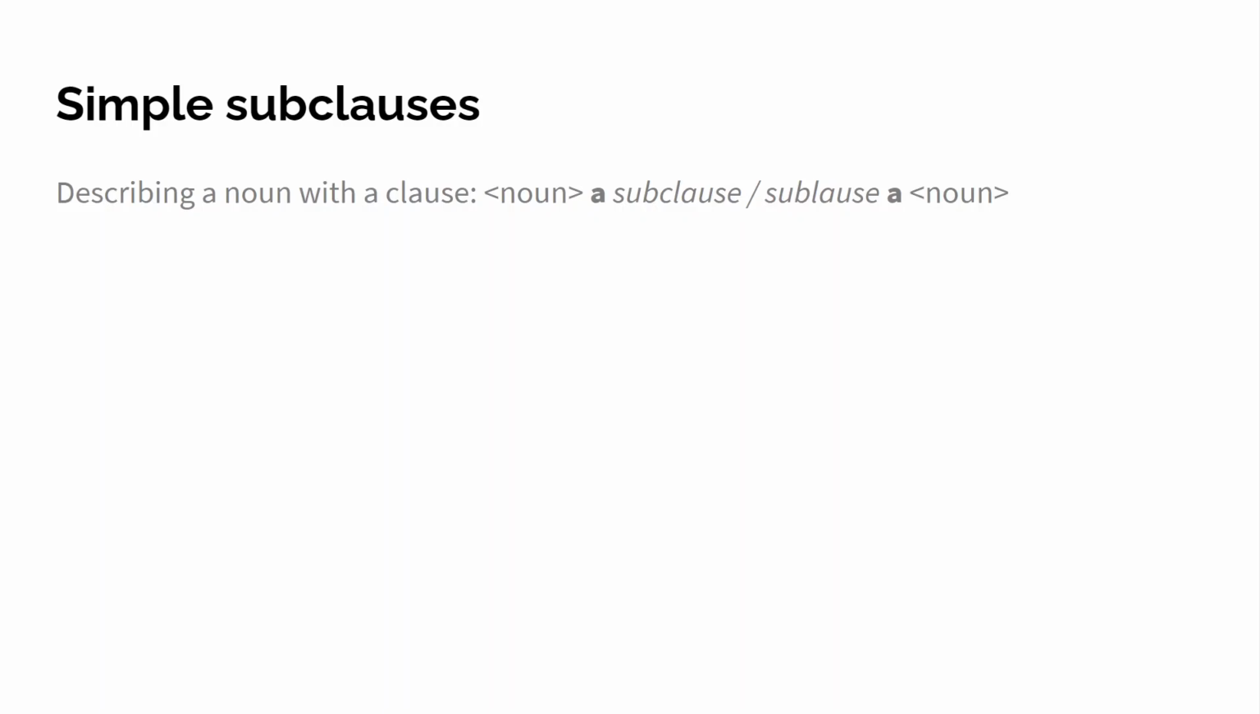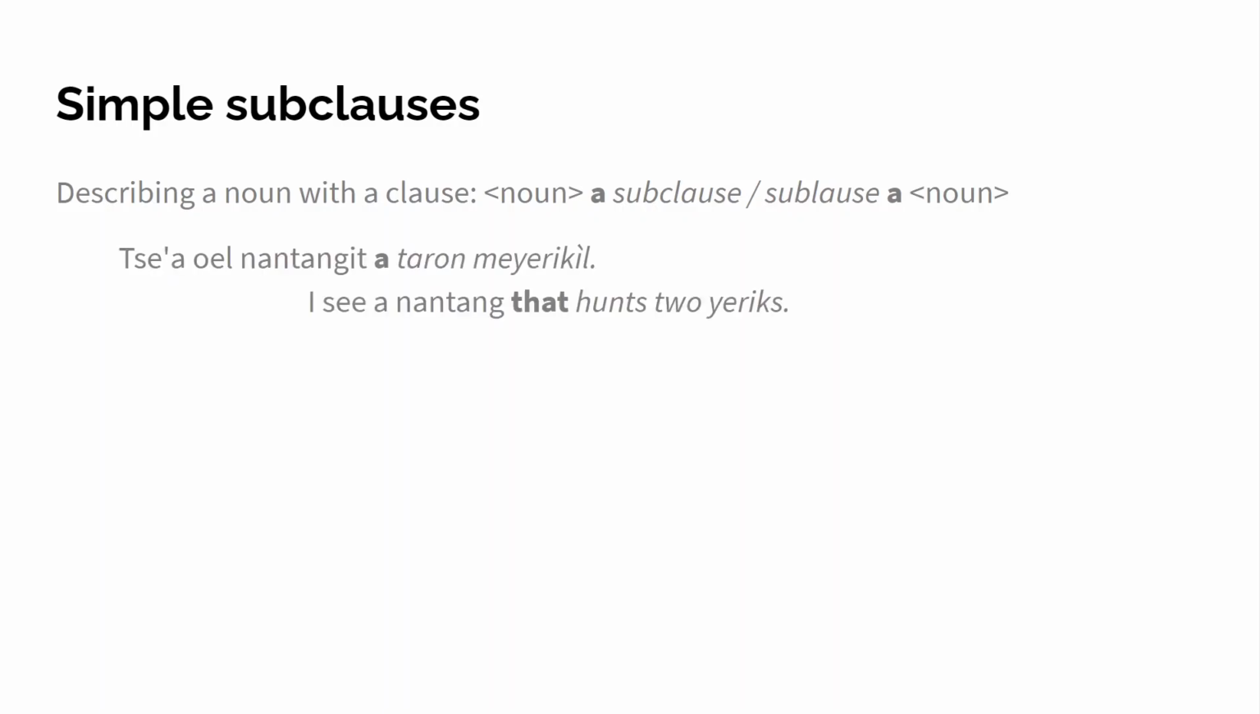Simple subclause with R. We already talked about the R to connect adjectives to nouns. We can use them to make subclauses that describe a noun. Let's look at some examples. Cea wel Nantangit a taron meyerigil. I see a Nantang that hunts 2 Yeriks.